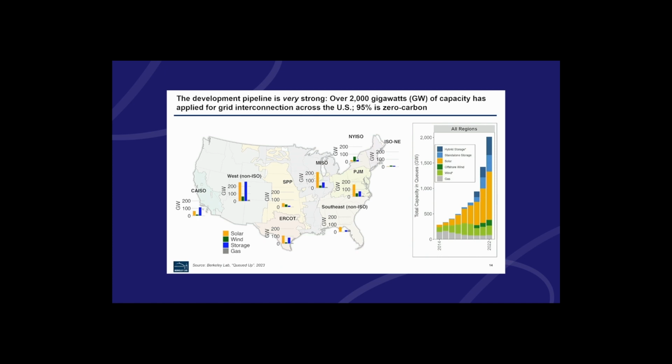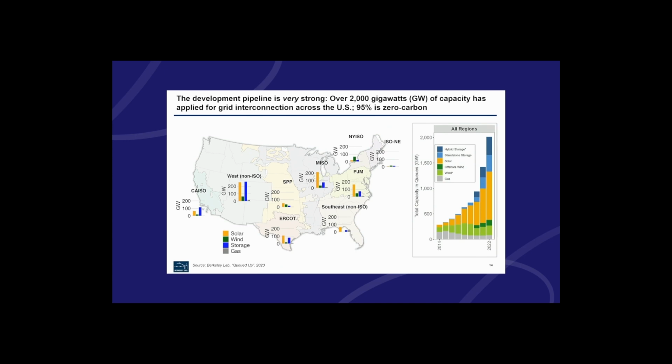They're not built yet. It basically means that there are project developers, wind and solar project developers that want to build these projects, and they've submitted an application to the electric grid operator to try to connect. What we're finding is we have over 2,000 gigawatts of generation and storage capacity in these interconnection queues across the United States seeking to connect to our grid system. It's just a remarkable number.